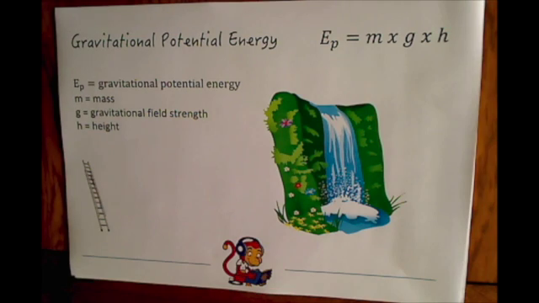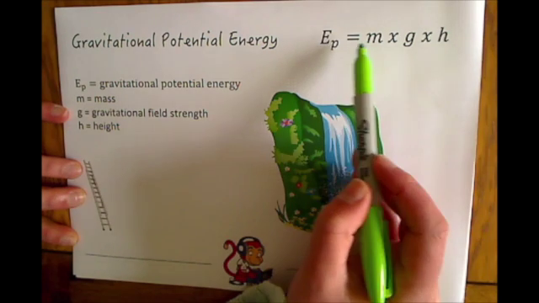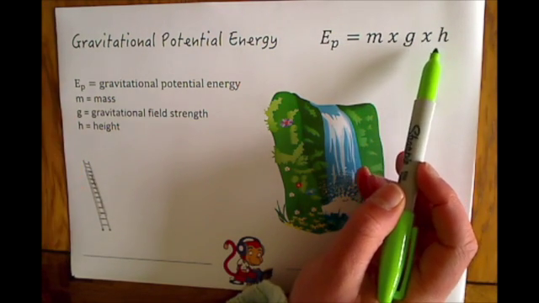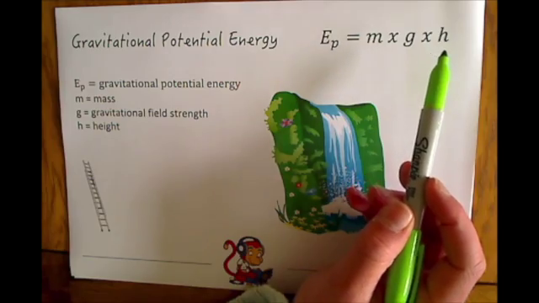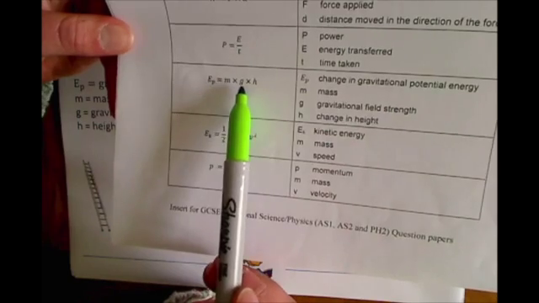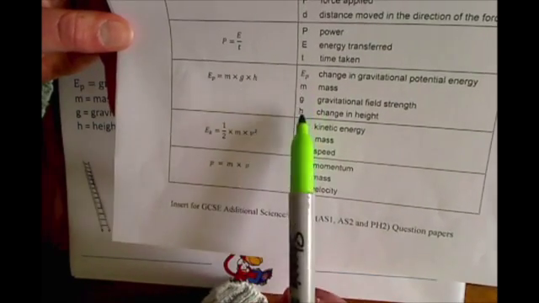Hello and welcome to this video about gravitational potential energy. We can calculate this type of energy using the following equation: EP equals m times g times h. On your equation sheet you will be given this equation in this format: EP equals m times g times h, and luckily for you they'll tell you what each of the letters means.